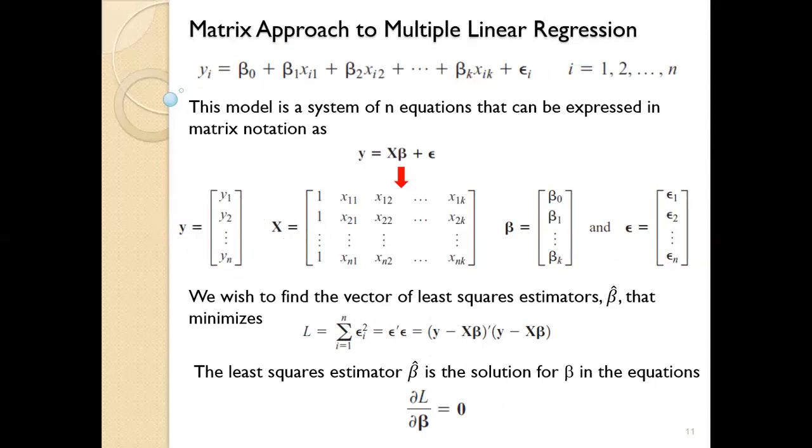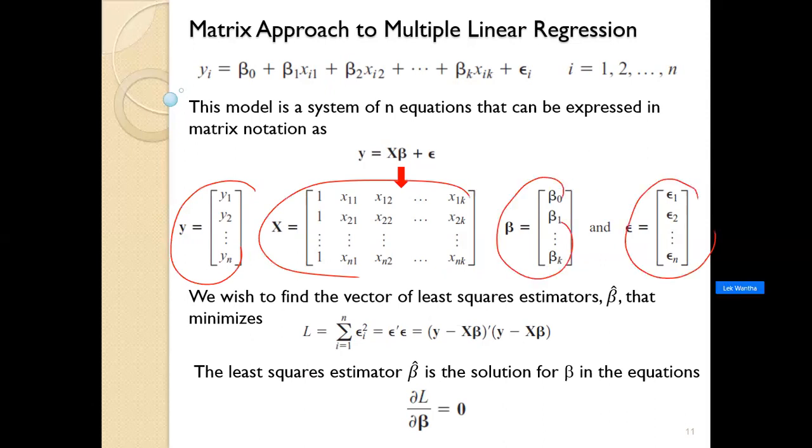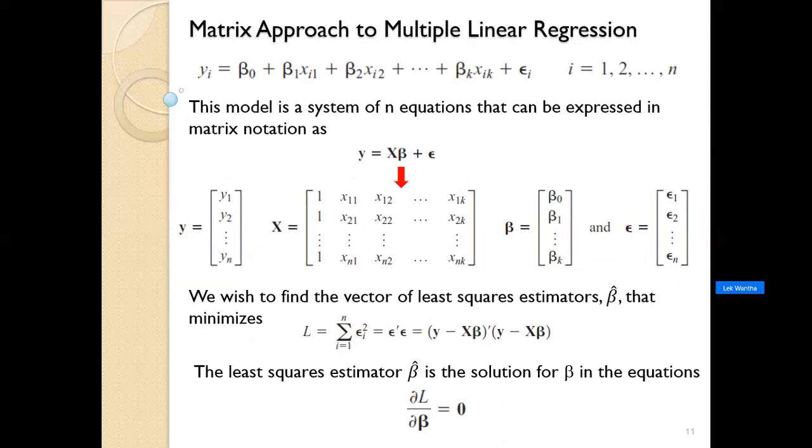Okay, let's get it from matrix y, matrix x, matrix beta, matrix L. This is y equal to x beta plus L. And then you find the square of L. Square L equal to (y minus x beta) transpose multiplied by (y minus x beta). For the least square method, you differentiate with respect to beta and set it equal to 0, and then you can solve for beta.